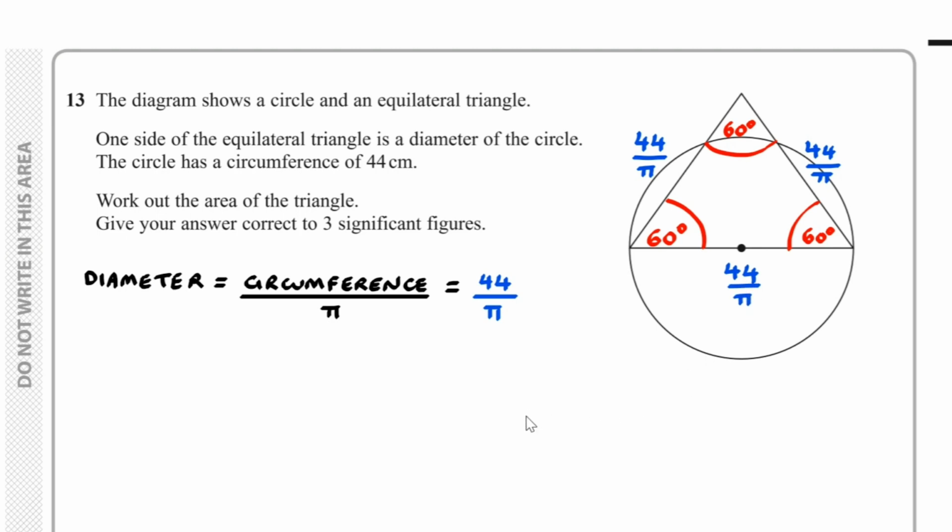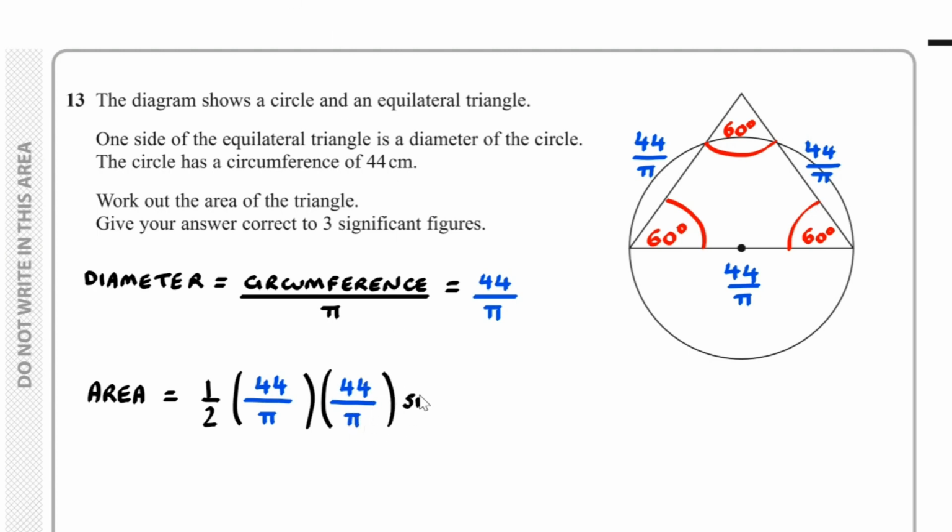And the area of a triangle, that's going to be given by 1/2 times AB sine C. So I've got 1/2 multiplied by 44 over pi times by another 44 over pi times by the sine of 60.